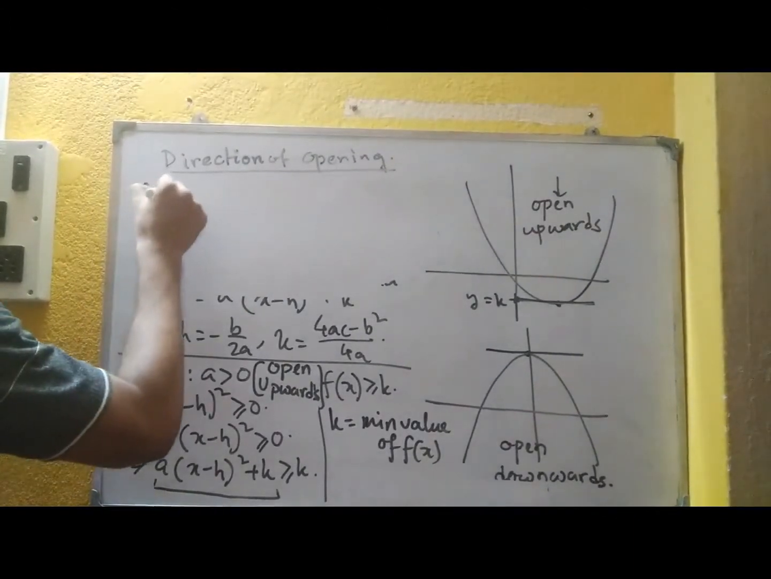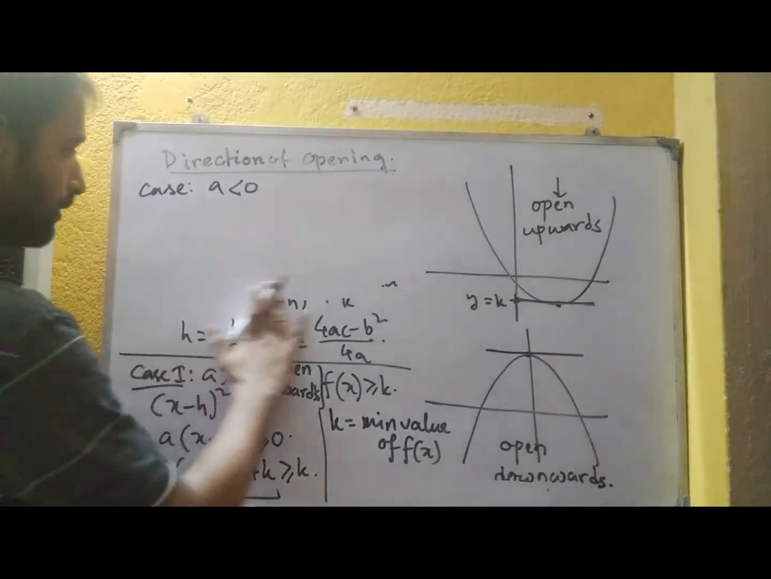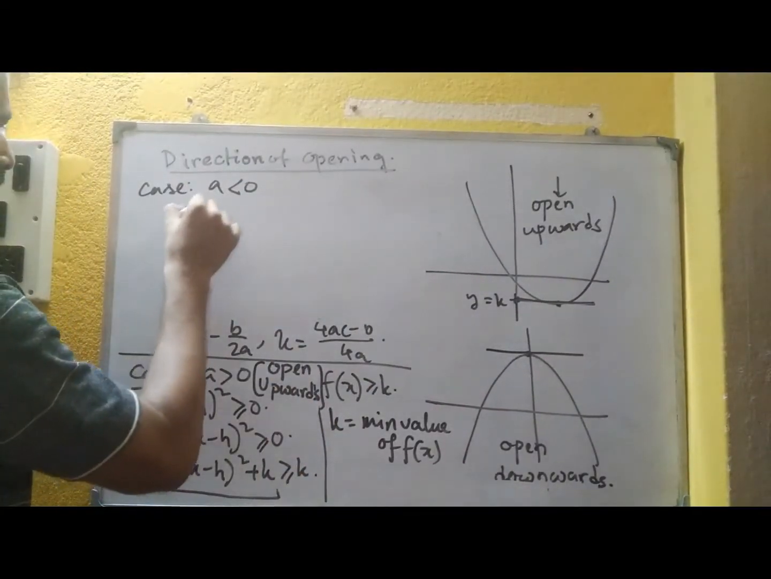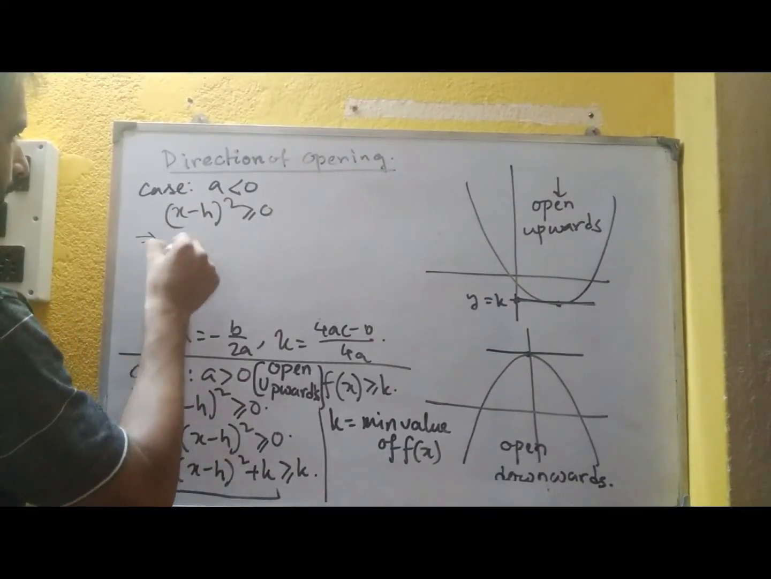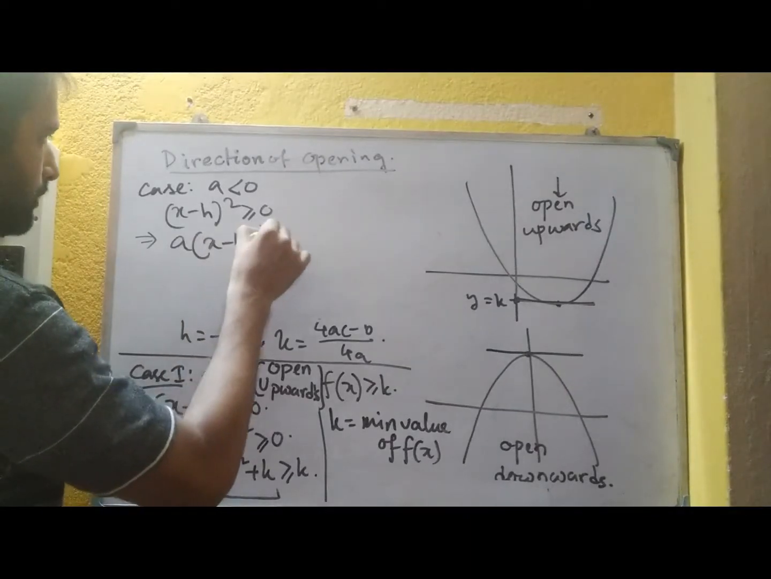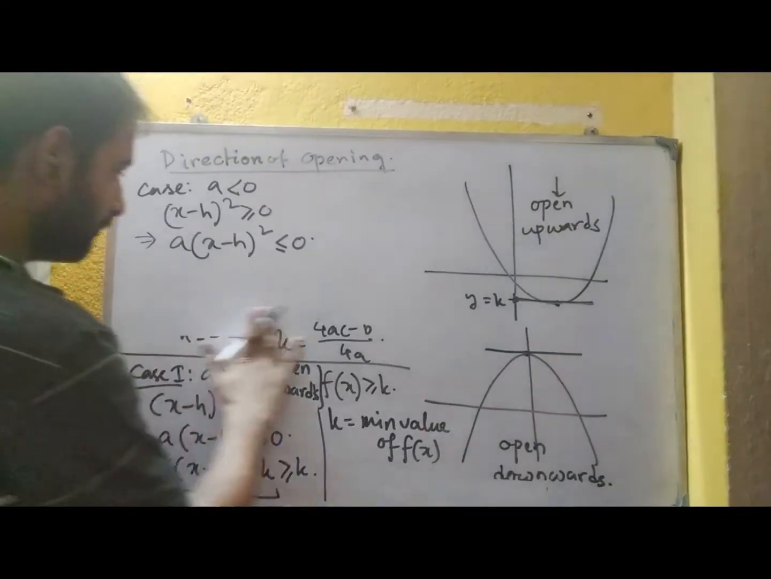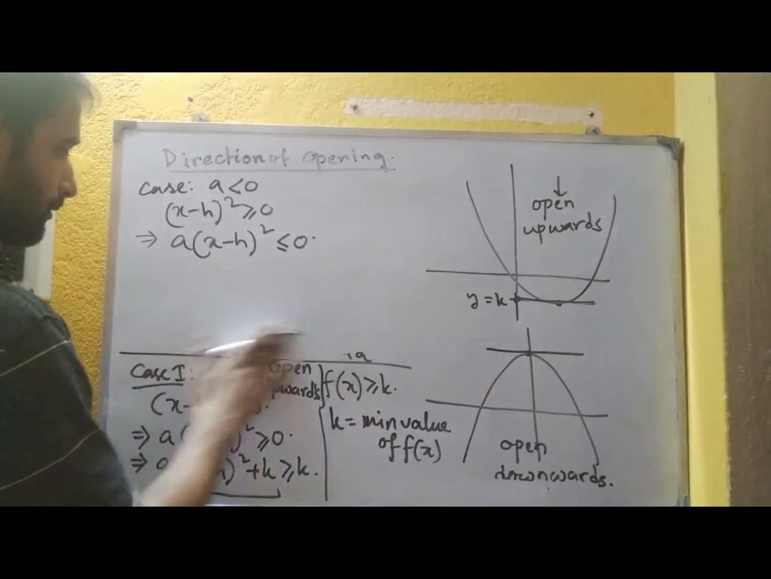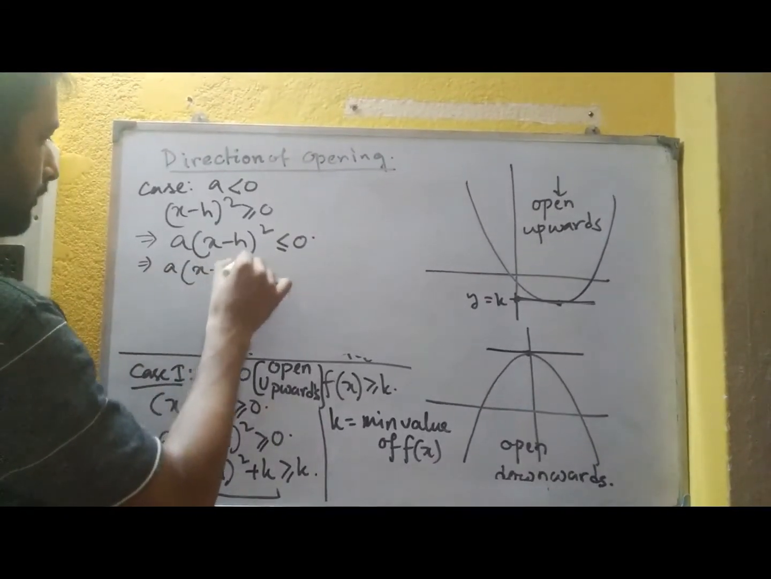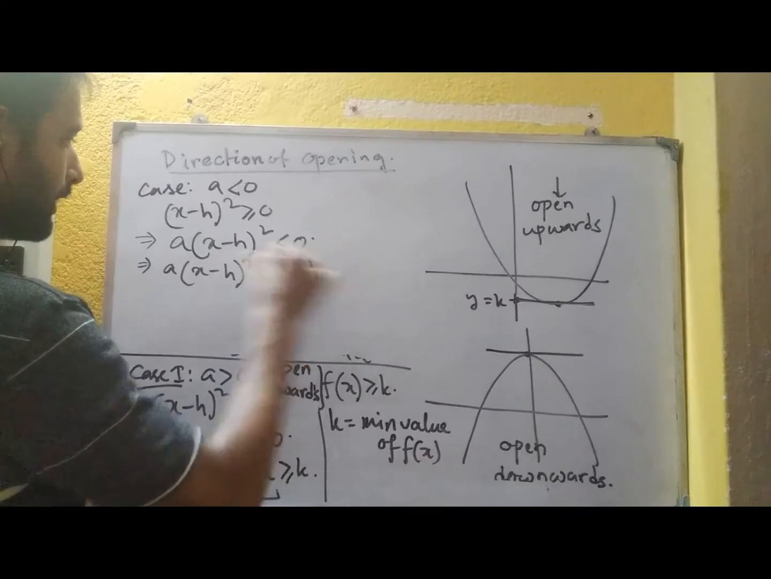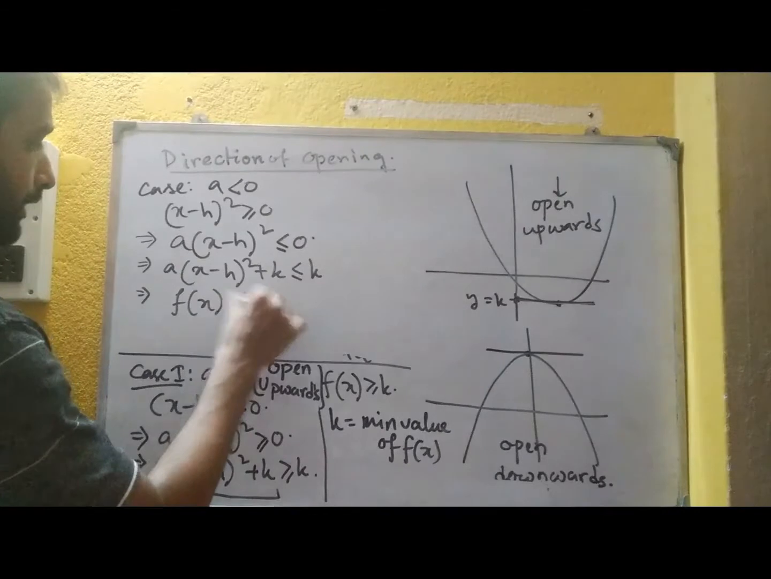So in case 2 we are considering a to be less than 0, and since (x - h) whole square is always greater or equal to 0, this will imply that a times (x - h) whole square is less or equal to 0, because you are multiplying a positive and a negative term. Now if you add k on both sides, you will get the expression like this. So now you can say f(x) is always less or equal to k.